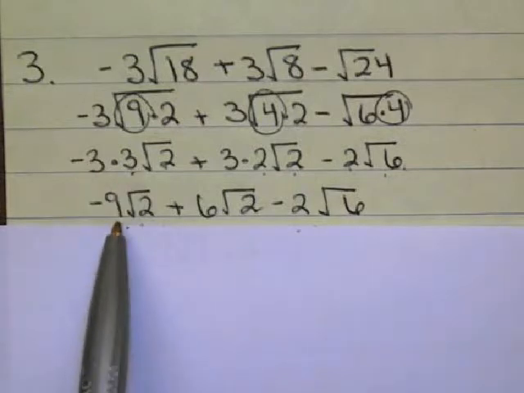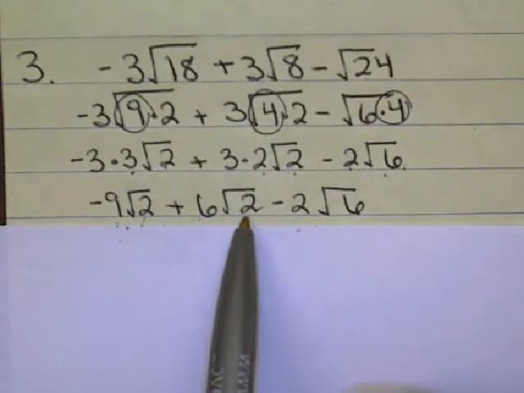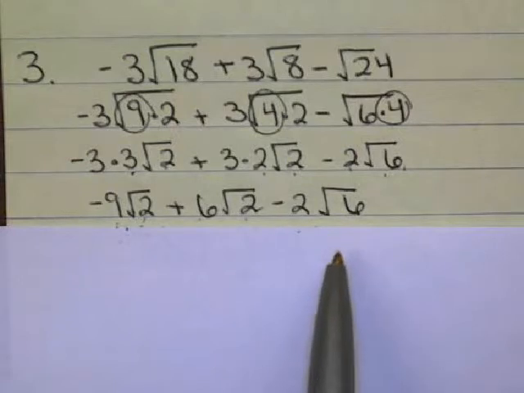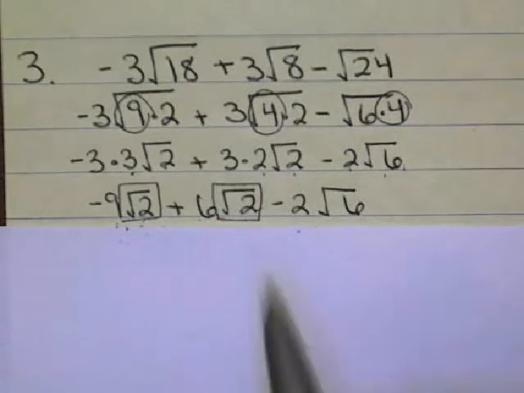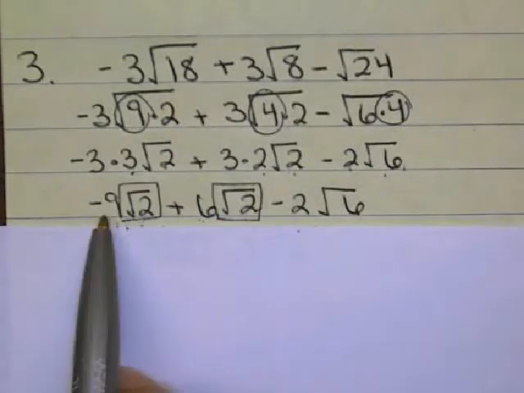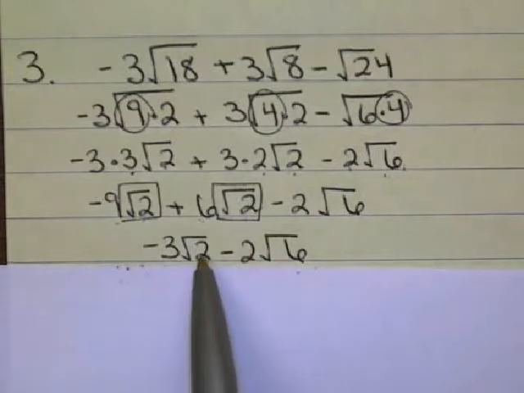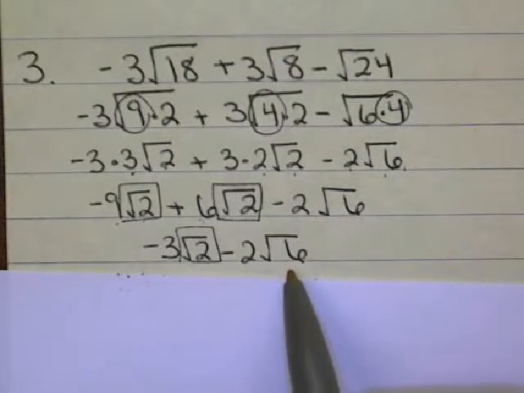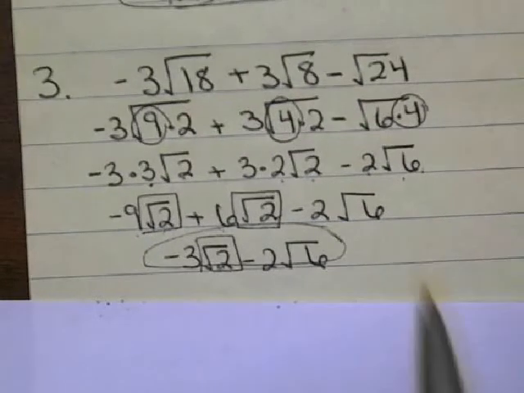So again, now I'm going to simplify what I have here. Negative 3 times 3 is negative 9, radical 2. 3 times 2 is 6, radical 2, minus 2, radical 6. Now I can see what I can combine. I have like radicals here and here. So I'm going to combine the coefficients. Negative 9 plus 6 is negative 3, radical 2 again. And then I just bring down the 2 radical 6 because that doesn't combine with anything. So this is my final answer.